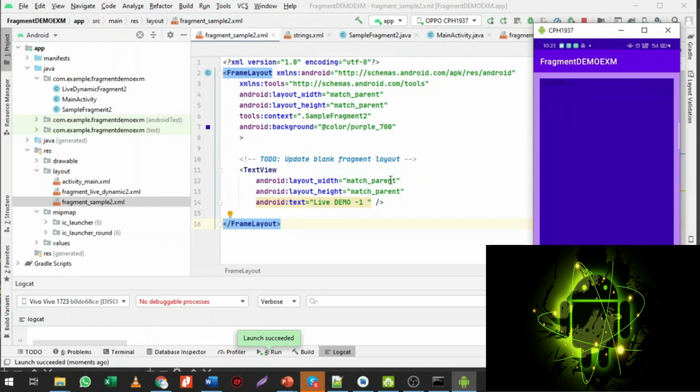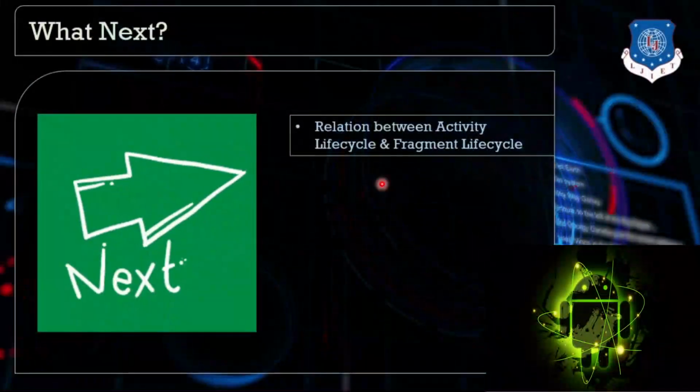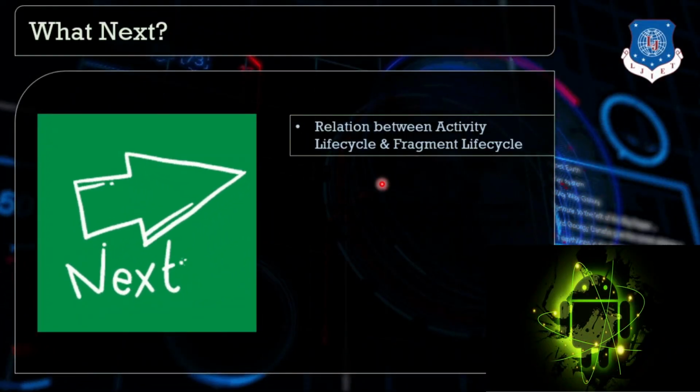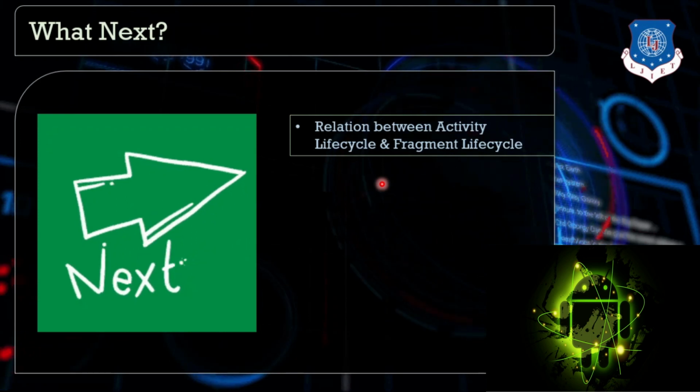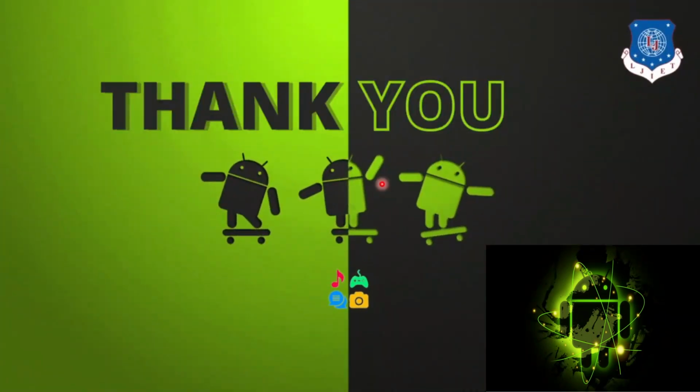So students, in this session we have seen how we can add fragments dynamically. In the next session we'll talk about the activity life cycle and how the activity life cycle and the fragment life cycle correlate with each other. We'll talk about the program for that.